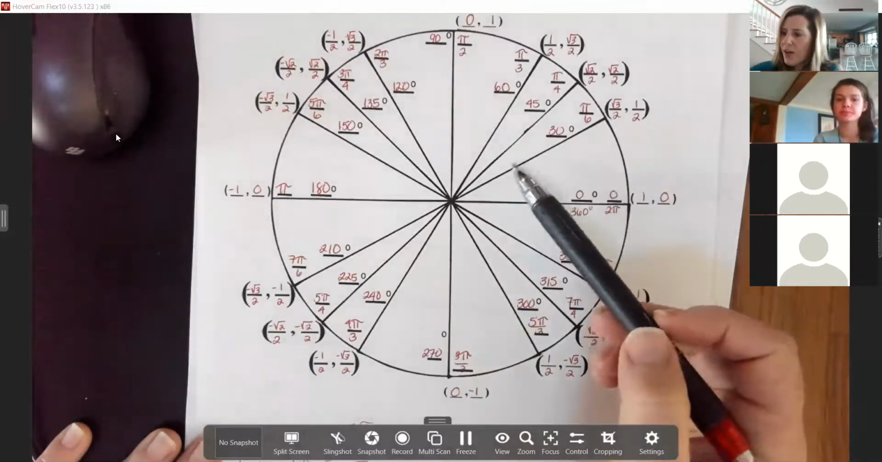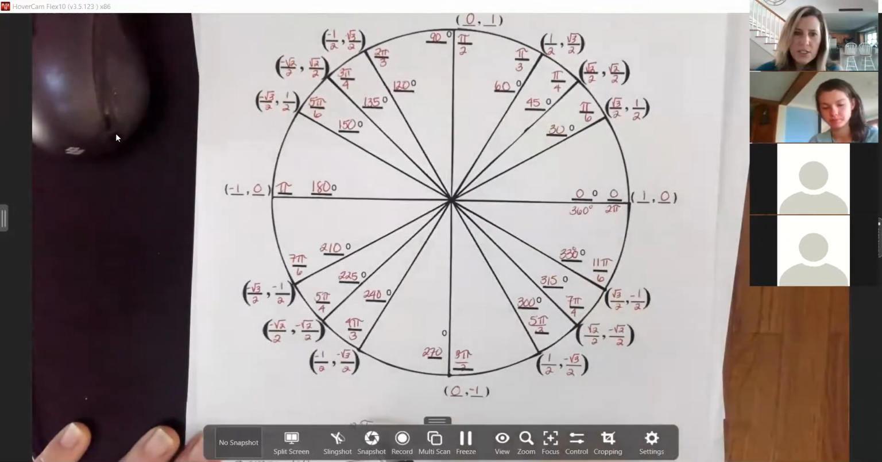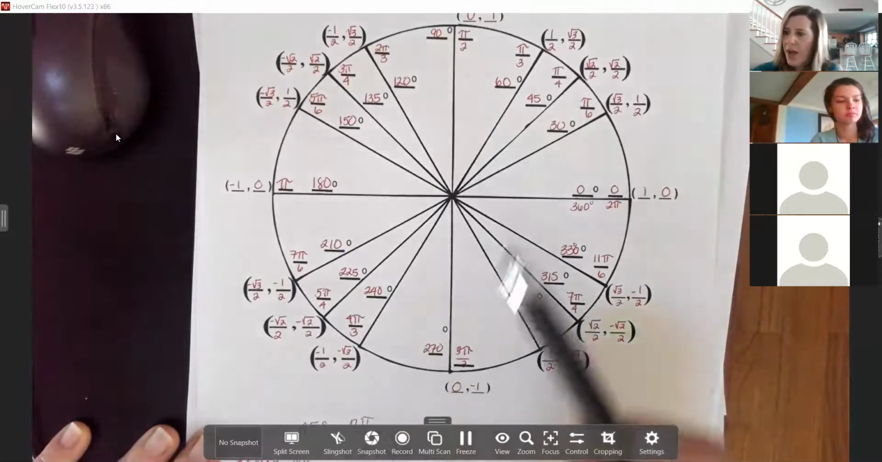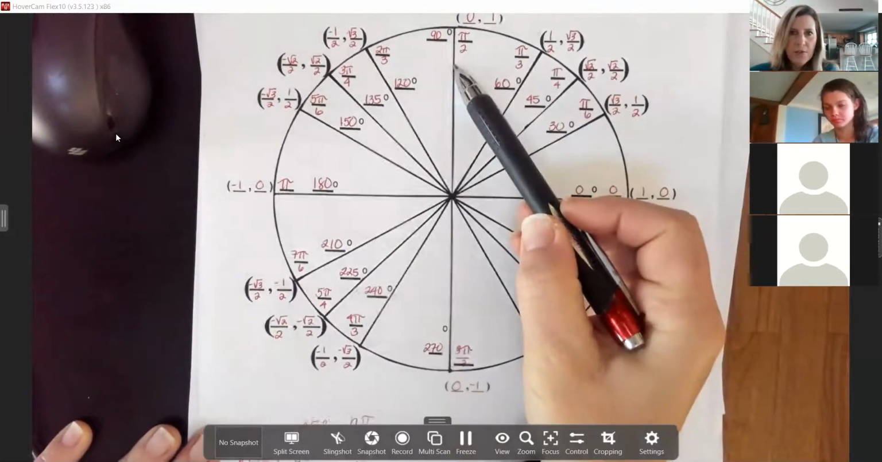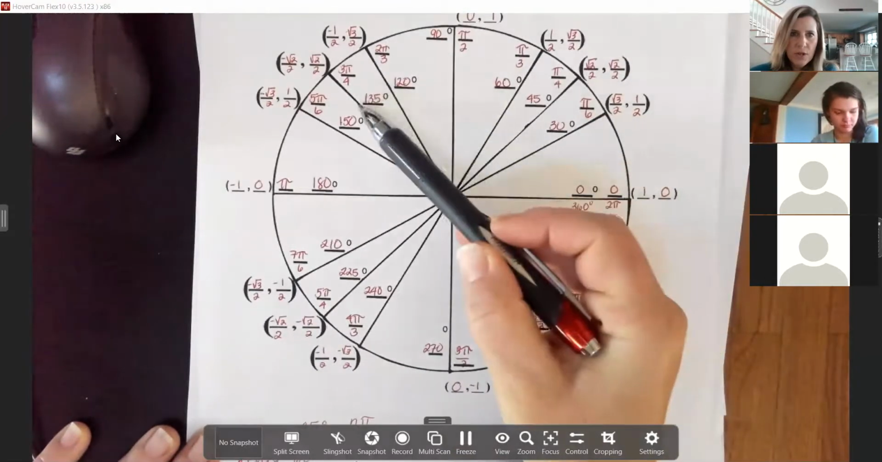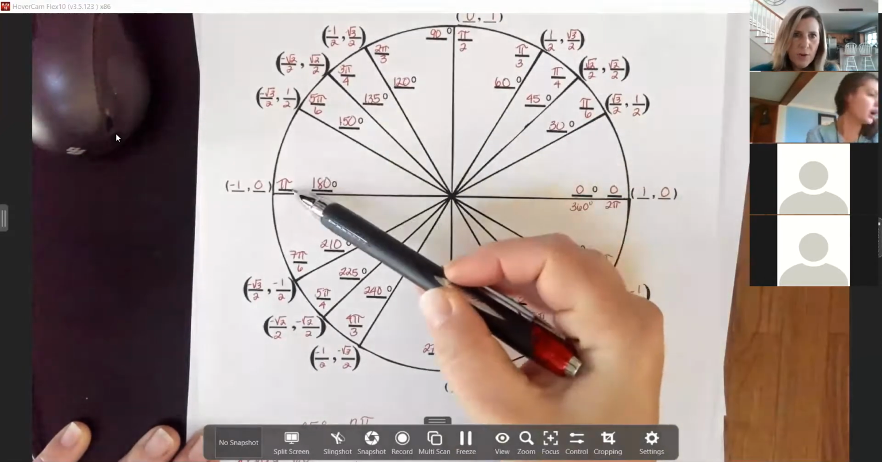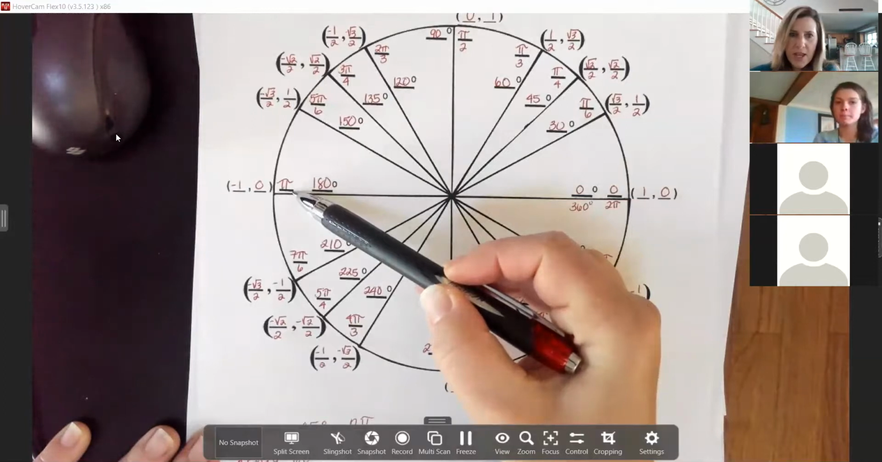And every 45 degrees is just another multiple of pi over 4. So this is 1 pi over 4. This is 2 pi over 4, which reduces to pi over 2. 3 pi over 4. 4 pi over 4, which reduces to pi.